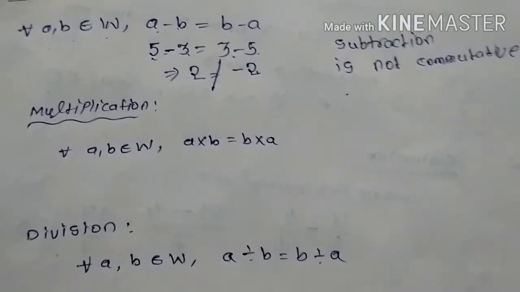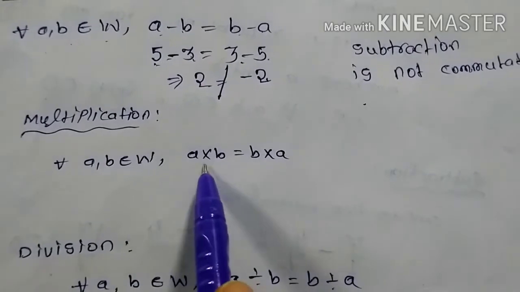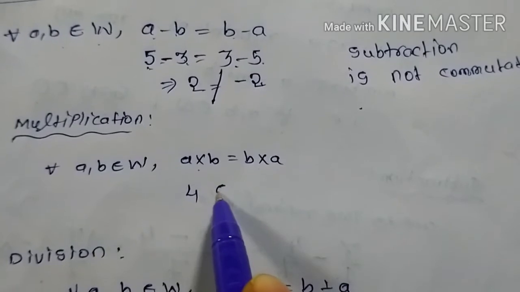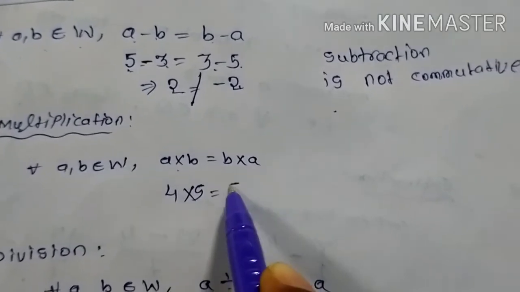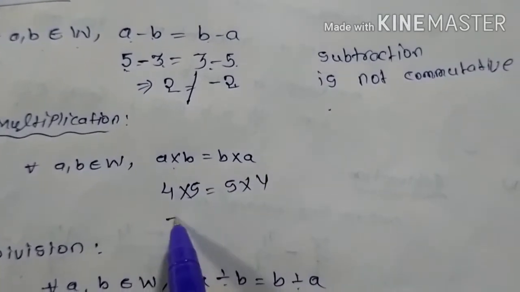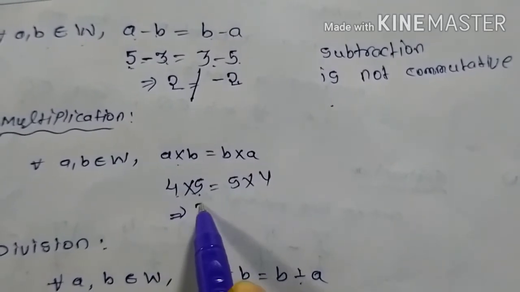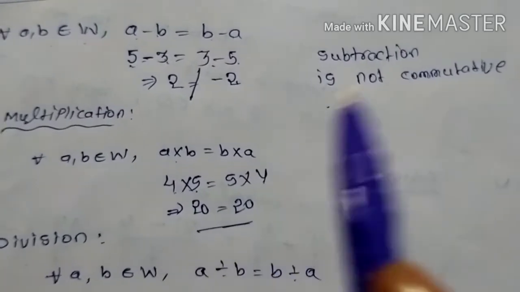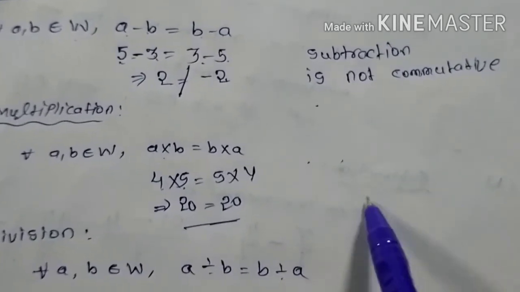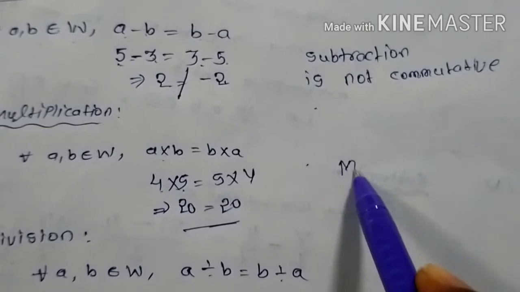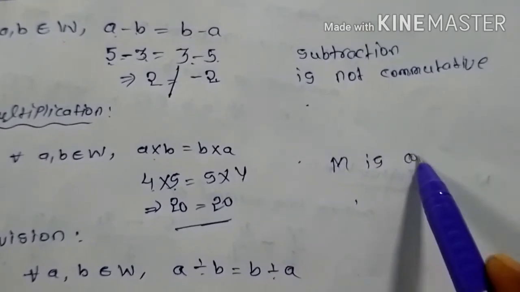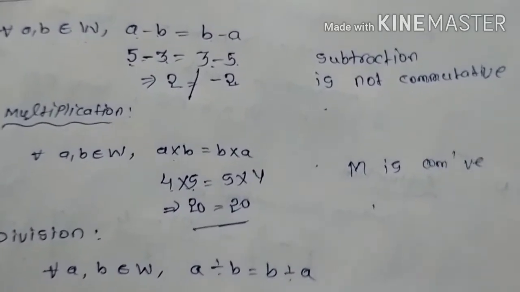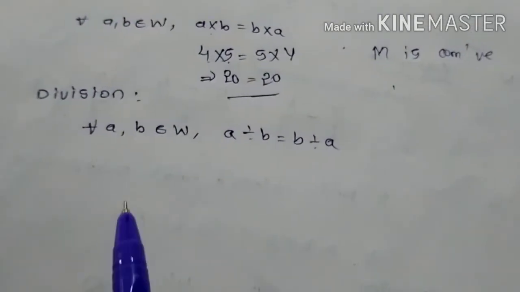Next you can see multiplication. For all a, b belonging to W, a into b is equal to b into a. For example, I will take a value as 4 and b value as 5. 4 into 5 is equal to 5 into 4. Can you check? 4 fives are 20. 5 fours are 20. That means multiplication is commutative. You can write here: multiplication is commutative.